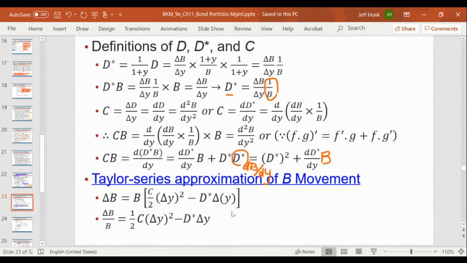Okay, so actually the operational form of convexity is like this. Change in bond price is B, the bond price, times C over 2 times the change in interest rate squared, minus duration times the change in interest rate.